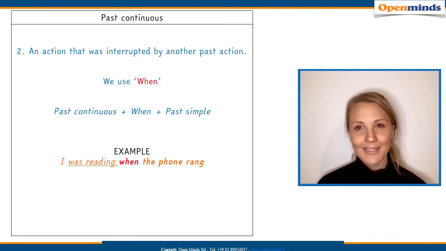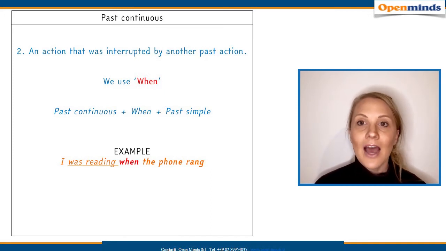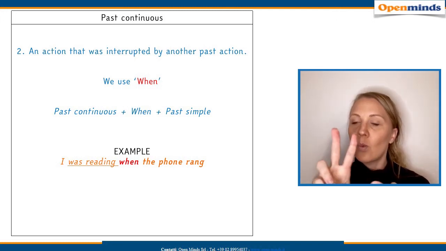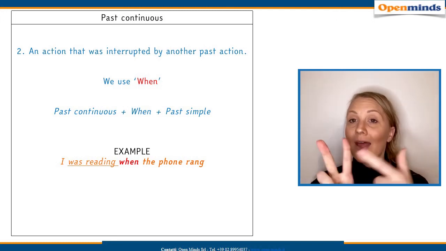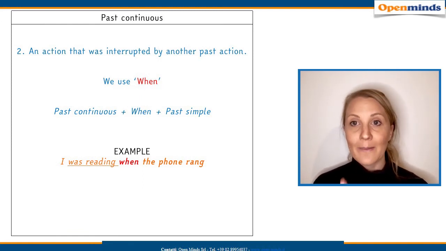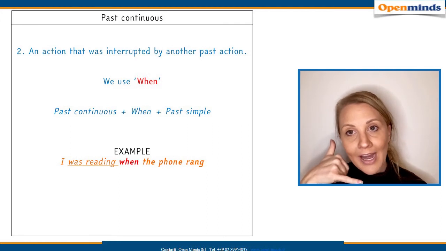Let's look at reason number 2 to use past continuous. It is for an action that was interrupted by another past action. So there are 2 actions, one past continuous, one past simple. The past continuous action was interrupted by the past simple action. For example, I was reading when the phone rang.